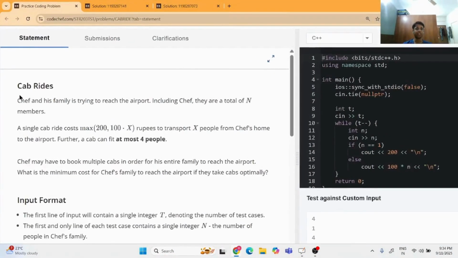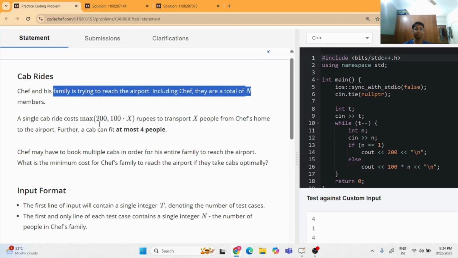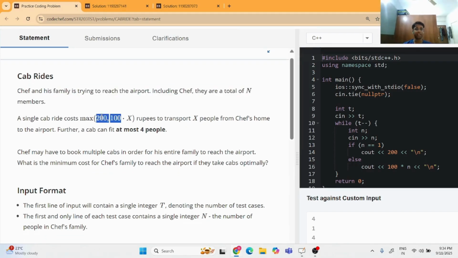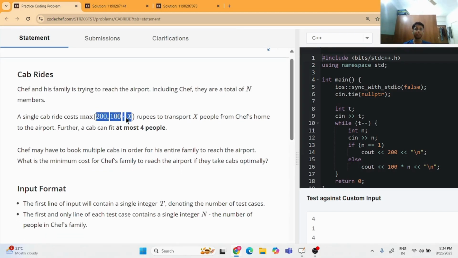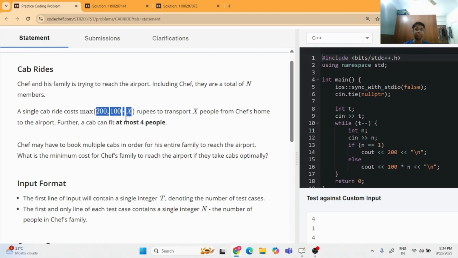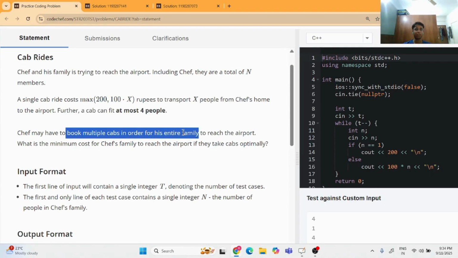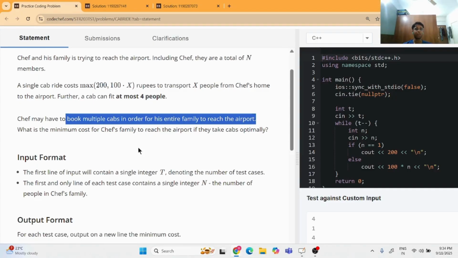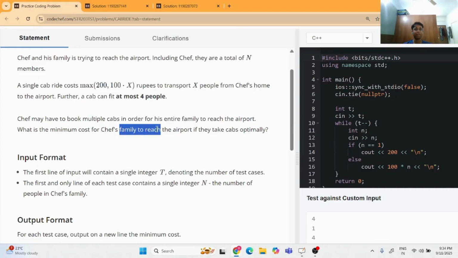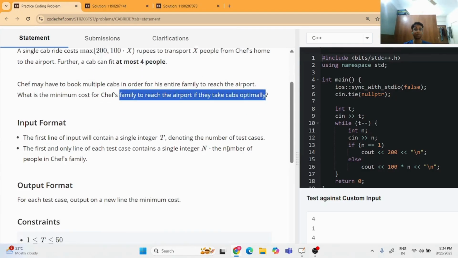So guys, the problem says Chef and his family are trying to reach the airport. Including Chef, they are a total of N members. A single cab ride costs maximum of 200, 100 times X rupees to transport X people from Chef's home to the airport. Further, a cab can fit at most 4 people. Chef may have to book multiple cabs in order for his entire family to reach the airport. What is the minimum cost for Chef's family to reach the airport if they take cabs optimally?